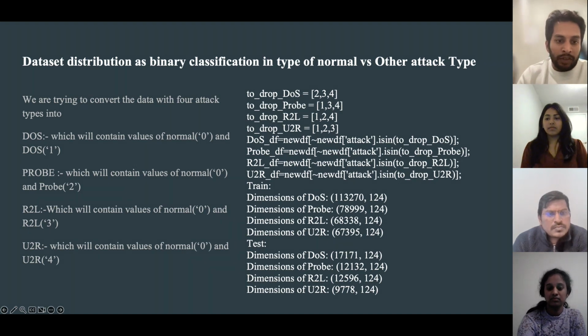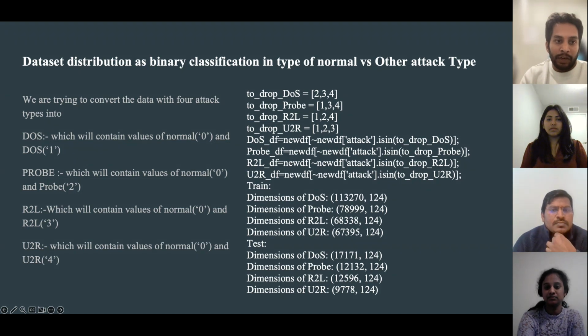Hi, my name is Santosh, and now I'm going to continue from dataset distribution as binary classification in type of normal versus other attack. So here we'll be doing a process of taking a normal versus the other attack type. Here, after splitting the dataset into the attack types of DOS, probe, R2L and U2R, I'll be comparing it with if it's 0 or the other attack type of DOS 1. And here the next step will be for probe, R2L and U2R.